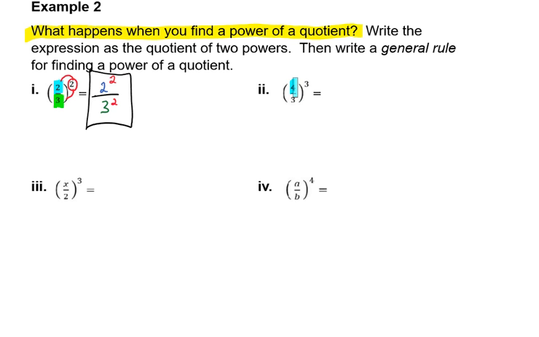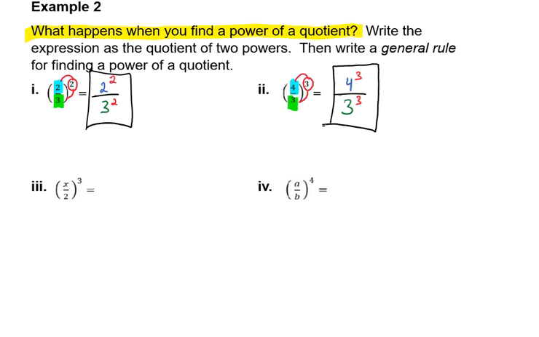So here we'll indicate the 4 as a base and the 3 as a base. We'll take our exponent of 3 and distribute it to our numerator and our denominator. So we'll have 4 to the third power divided by 3 to the third power. And here we have an expression of our quotient written as a quotient of two powers, and we're done.